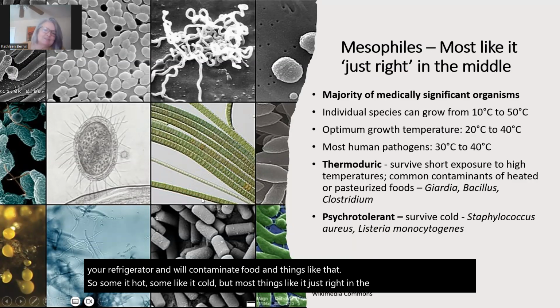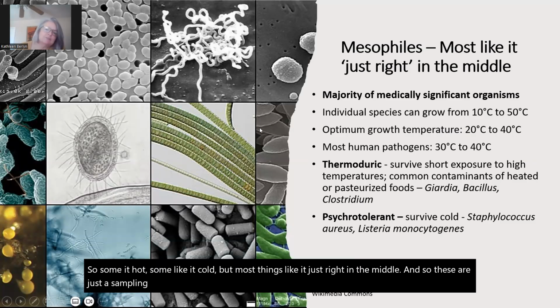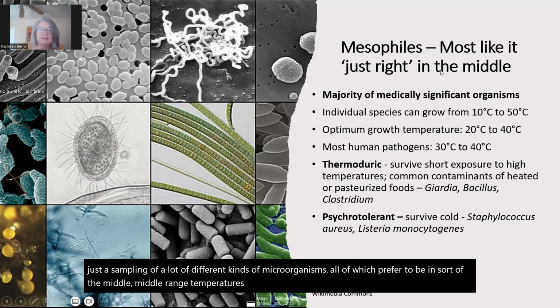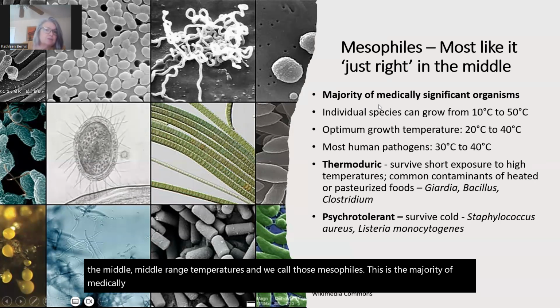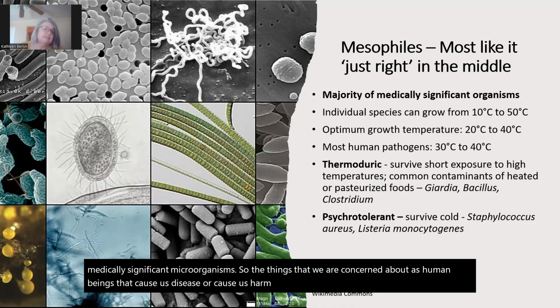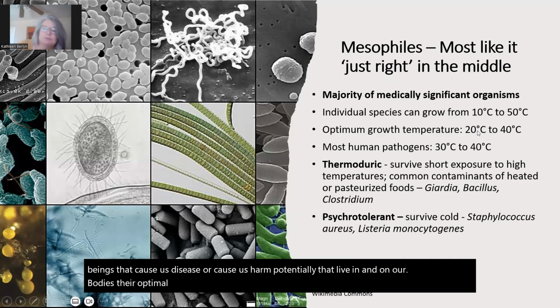And so these are just a sampling of a lot of different kinds of microorganisms, all of which prefer to be in sort of the middle range temperatures, and we call those mesophiles. This is the majority of medically significant microorganisms, so the things that we are concerned about as human beings that cause us disease or cause us harm potentially, that live in and on our bodies. Their optimal growth is going to be between 20 and 40 degrees Celsius. And we can see there's some ranges of temperatures there as well.